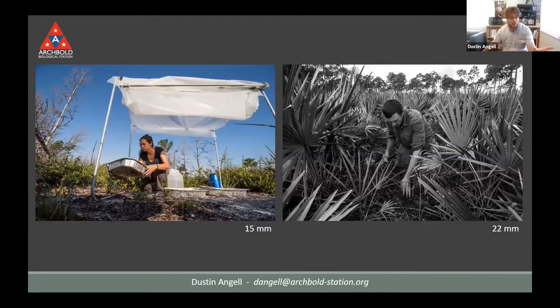Again, getting right on the ground with the researchers. In the one on the right, that's a nice example of making the viewer feel like you're right there in the scene.